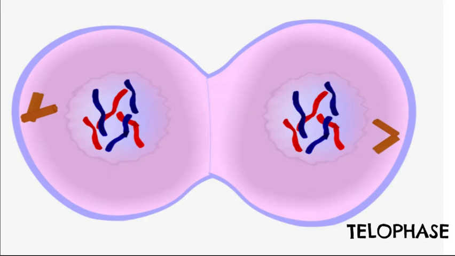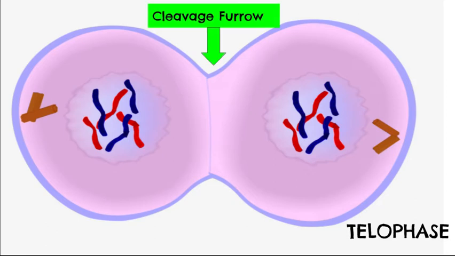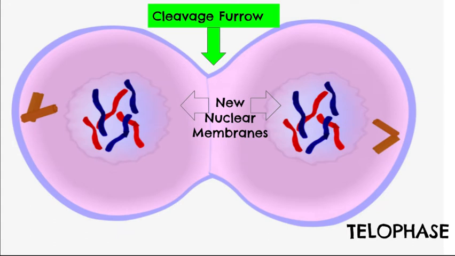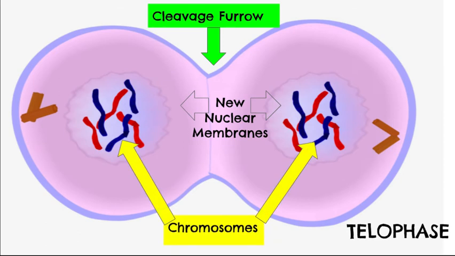So now the spindle fibers have pulled the chromosomes to opposite ends and begin to disappear. We have entered the final phase of mitosis, telophase. Membranes begin to reform around each group of chromosomes again. A nucleolus appears, and the chromosomes uncoil and become harder to see. It should be noted that the cell begins to stretch and pinch in at the center. This is what marks the beginning of the end.